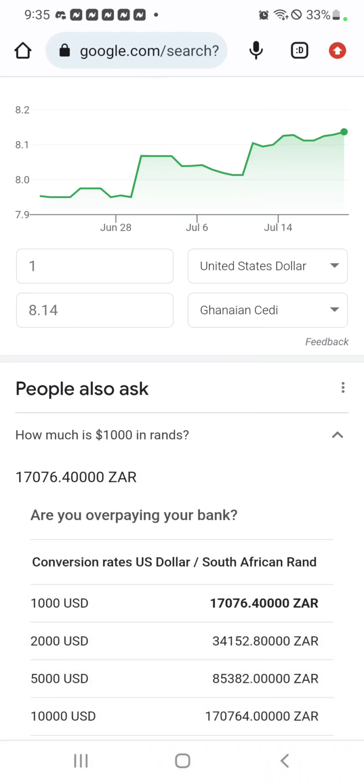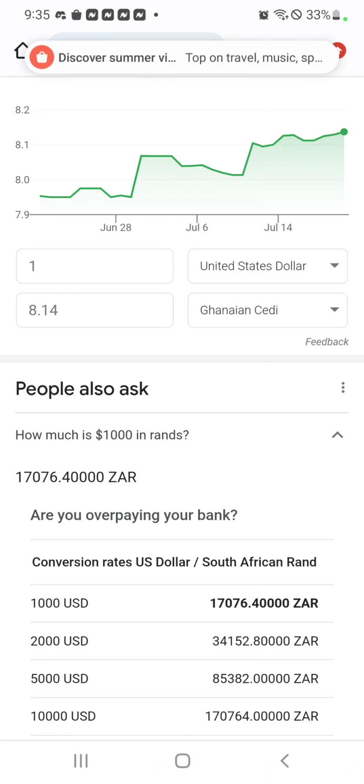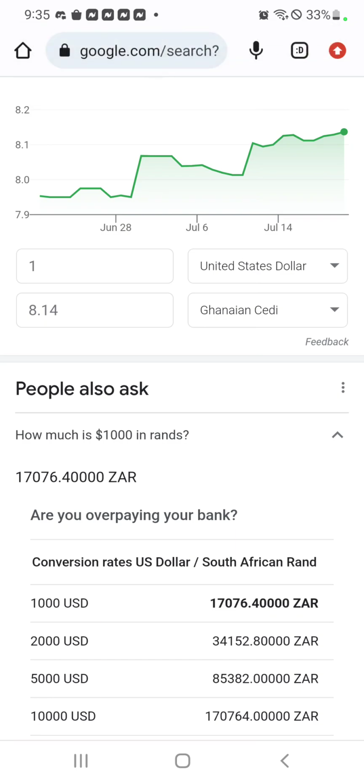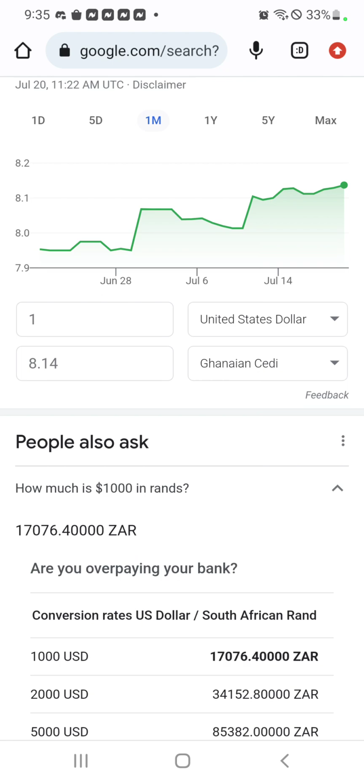So $1 is equal to 8 Ghanaian cedis, which is doing pretty well against the dollar. It's doing very well against the dollar. $8.14 in Ghanaian cedis versus $1 United States dollar. So first of all, you're getting less in South Africa and then less than Kenya. They're doing extremely well against the dollar. I mean, 8 of their cedis equal $1.